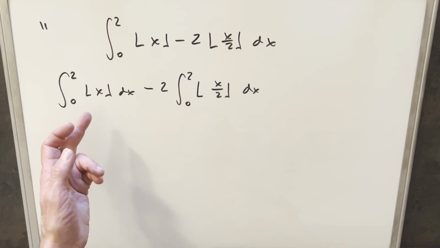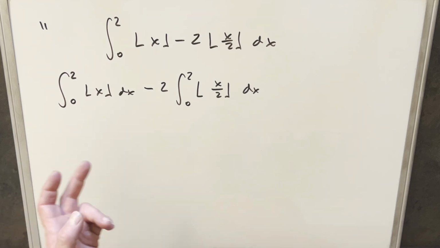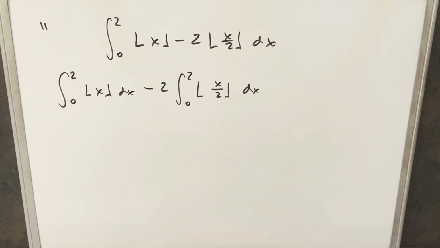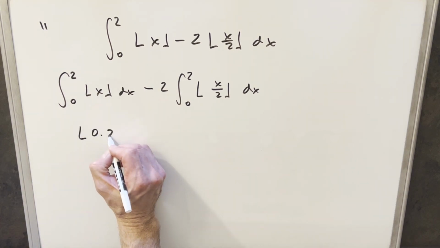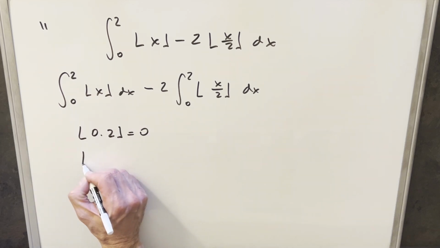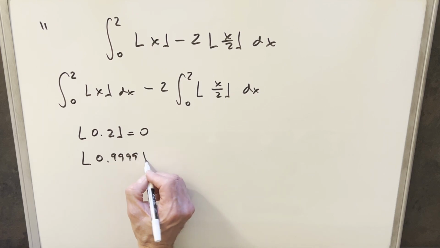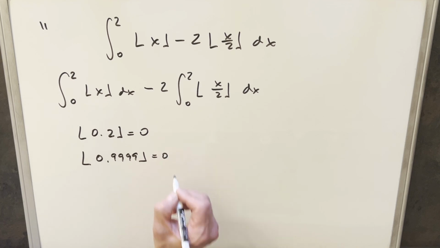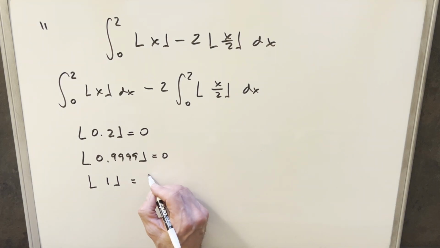The floor of x, like our case over here on the left, returns the greatest integer less than or equal to x. So let's look at a couple examples. If I have the floor of 0.2, that's going to round me down to 0. Or if I have the floor of 0.999, it doesn't matter how close it is to 1, it still rounds me down to 0. But if we have the floor of just 1, that goes to the greatest integer less than or equal, and 1 already is an integer, so this is just going to be 1.